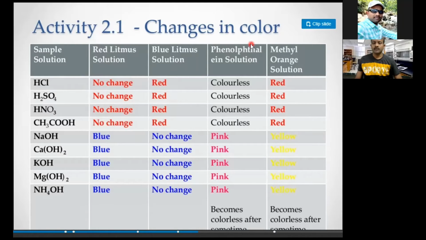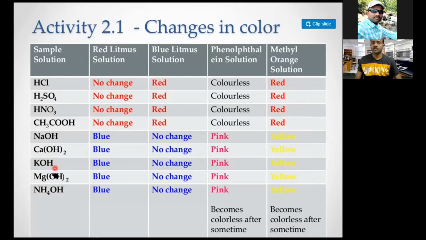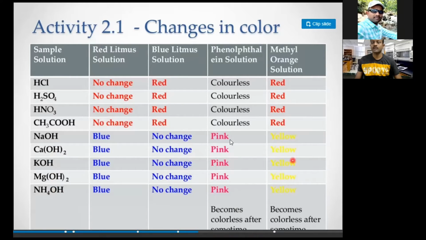Similarly, phenolphthalein is colorless, so when you add phenolphthalein in acidic medium there is no color change. When you add phenolphthalein to the bases, sodium hydroxide, calcium hydroxide, potassium hydroxide, magnesium hydroxide, it will give the pink color, and the pink color becomes colorless after some time, right?